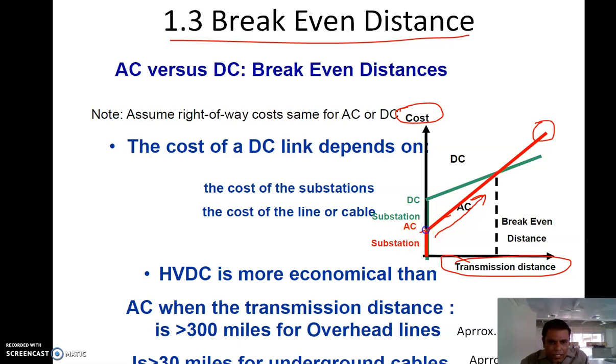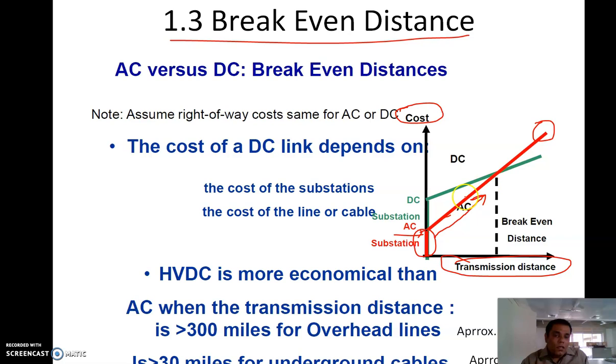The capital cost of the AC substation is much less. You see, this is the capital cost. On the y-axis we have the cost. So the capital cost of the AC substation is much less as compared to the DC substation. However, as the length increases, the overall cost of the AC system keeps on increasing.